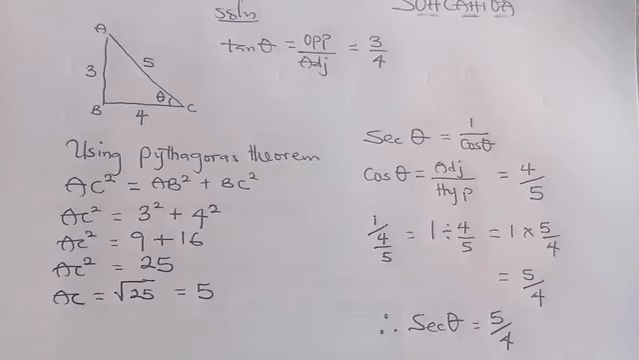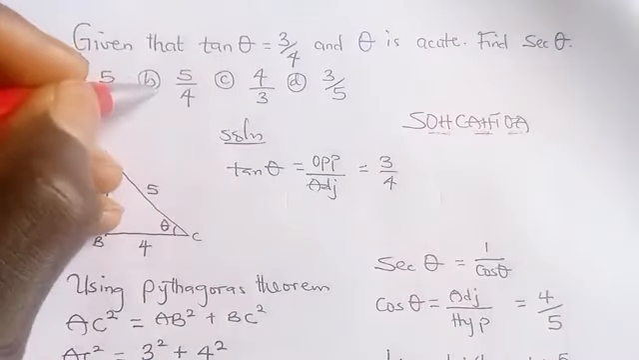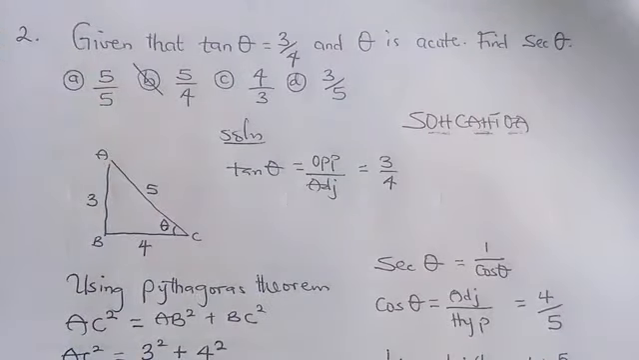We can find other ratios like sine theta, cosec theta, cotan theta. So the corresponding option to this particular question for sec theta is option B, which is 5 over 4.